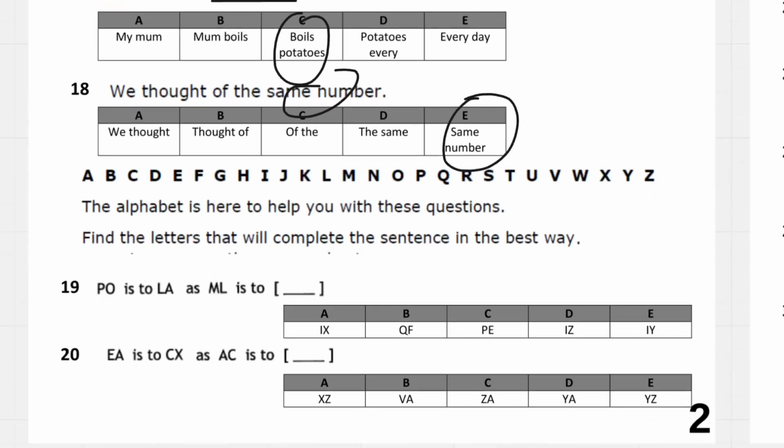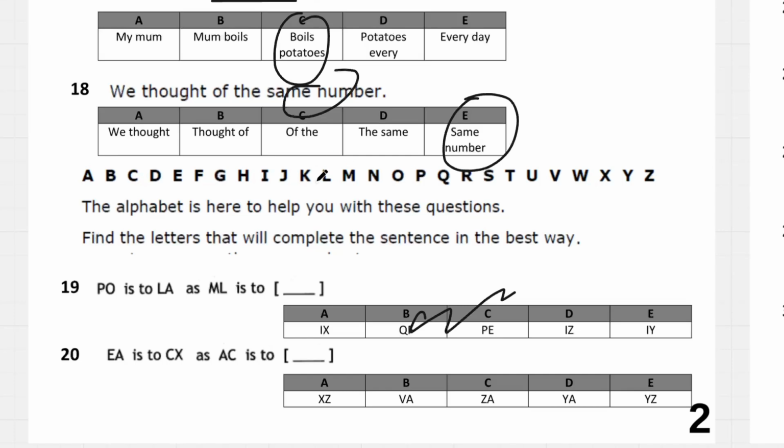Now we have some codes. P to L is minus 4. M minus 4 will be I. So we're going to get I first. And then O to A is going to be, let's see if we can go backwards.